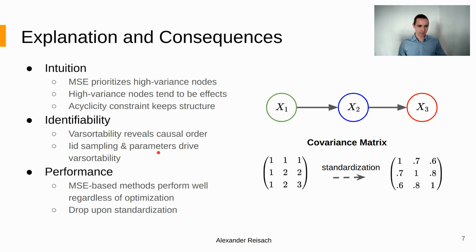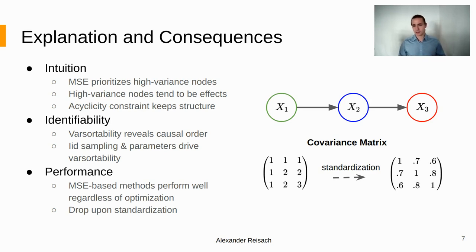varsortability. Now, we've seen the consequences in performance. Some of the mean squared error-based methods perform very well, regardless of the optimization, at least for the ones we've tried. But their performance drops markedly upon standardization. And the same is true for sort and regress.